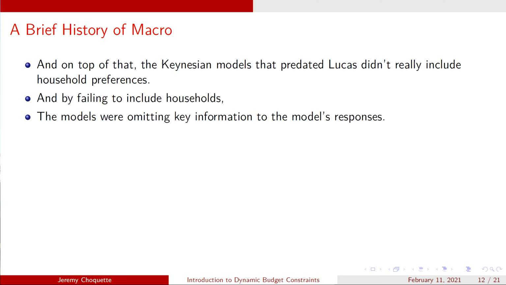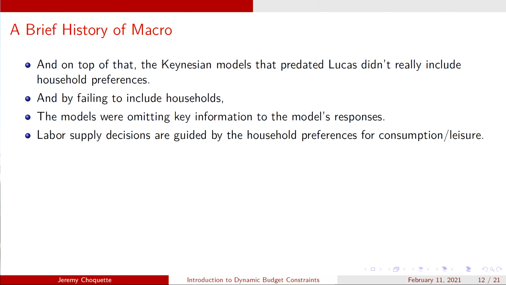I would say they are. Lucas did too. These models were omitting majorly important information about what the responses to this model would be, right? It's what's known as omitted variable bias. There's a huge problem with omitted variable bias.